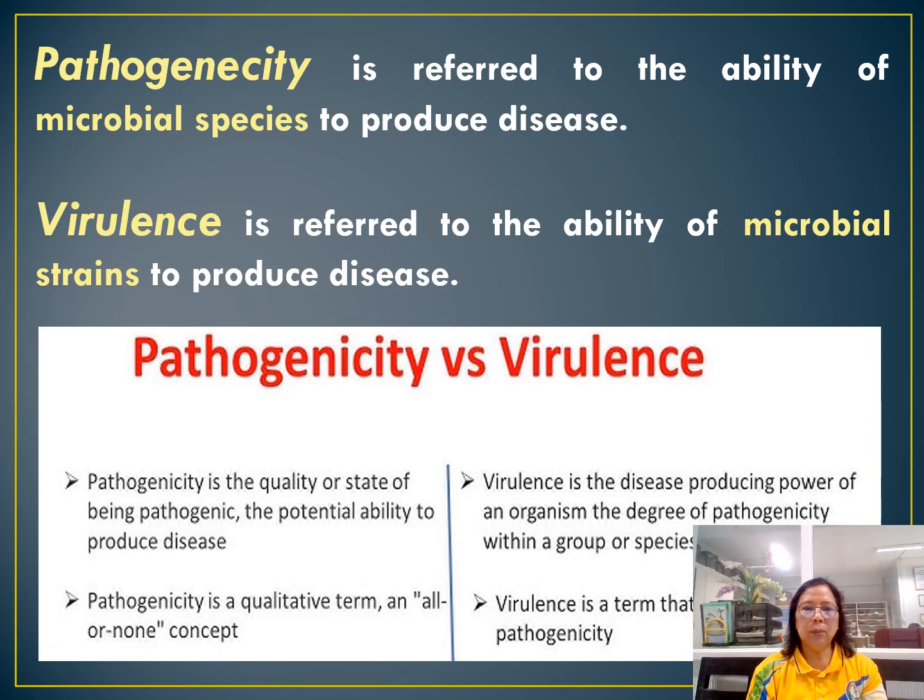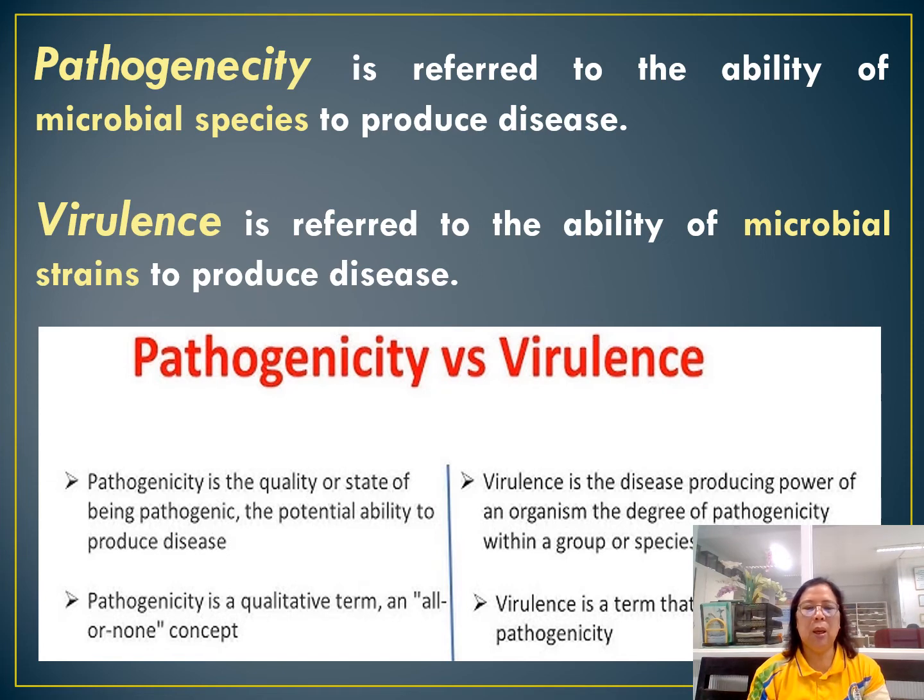So some definitions or viewpoints for the layman refer to pathogenicity as the quality or the state of being pathogenic, or the potential ability to produce a disease. That is pathogenicity. Now, virulence is the disease producing power of a microorganism. So, specific, there is the disease from a specific organism. Okay?